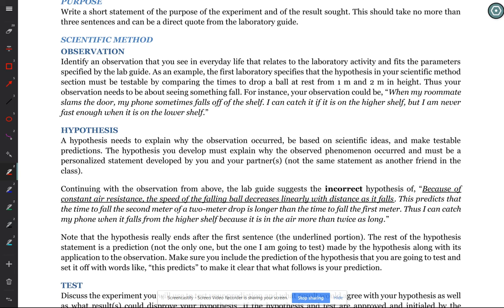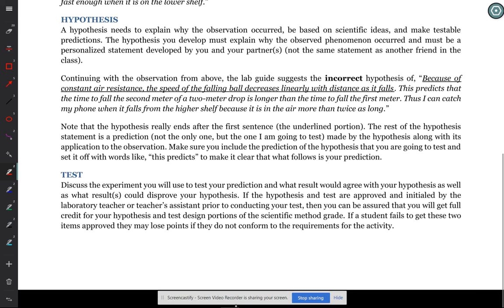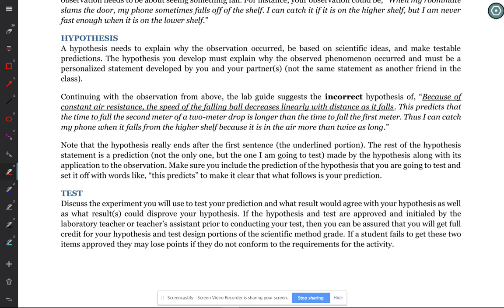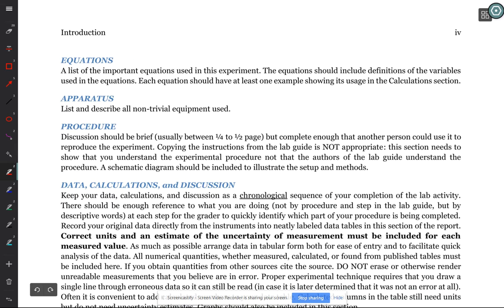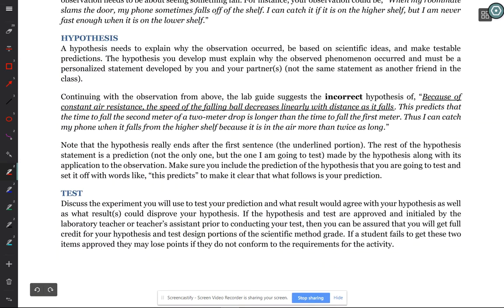And so then my test is going to be to compare. So if I scroll down, my test will then be to compare. I didn't write out a statement of the test here. But to compare the times, and if the time to fall 2 meters is more than twice the time to fall 1 meter, then my hypothesis has been confirmed. Is it proven correct then? No, it's never proven correct, but it's confirmed that this prediction was true.